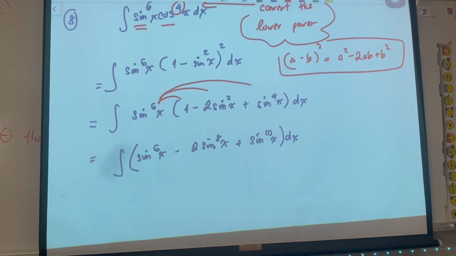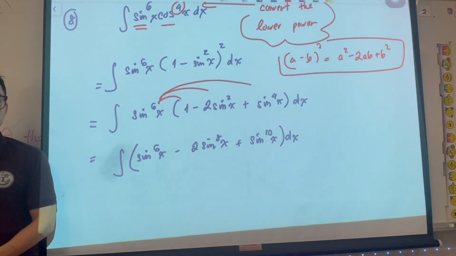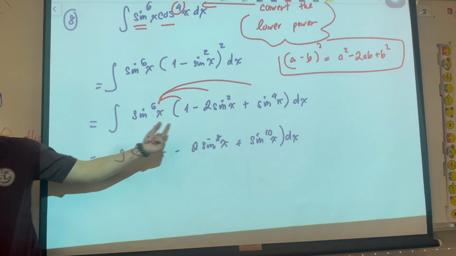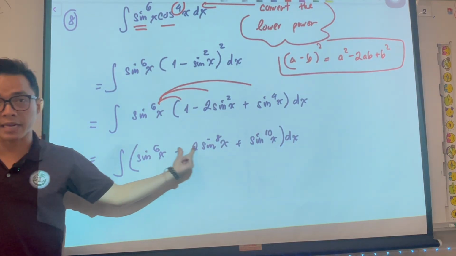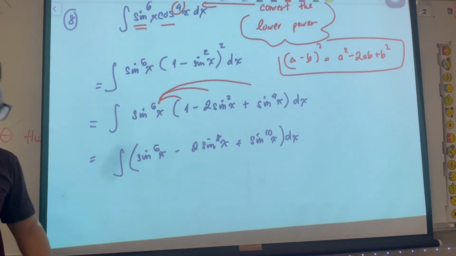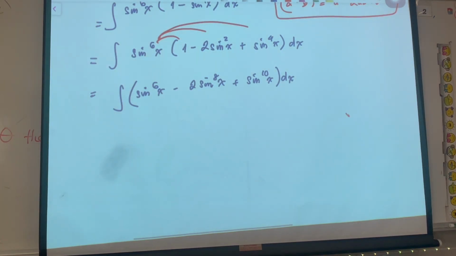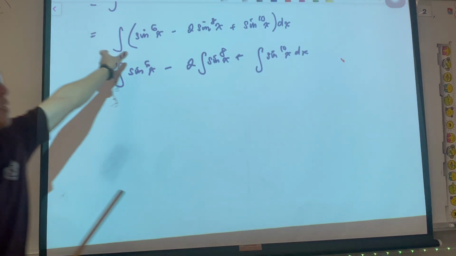Any other question? Mister, do we take out the 2? You can take out the 2, but the 2 only sticks to this. If you take out the 2, that means everything needs to have 2. So just keep it there and do the integral. Now you're going to have the integral of sine 6, minus 2 times the integral of sine 8, plus the integral of sine 10. I just break them apart. You can break them, right?